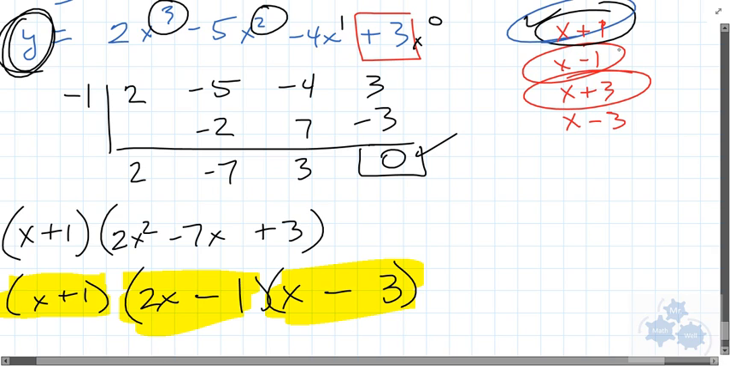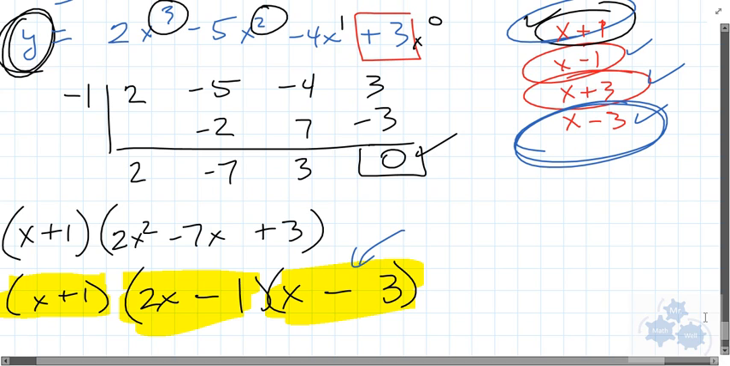You got this one as a factor. You could check this one. You could check this one. Check this one. But as you see, this one is a factor down here. That's what we ended up with. But you might spend a lot of time checking binomials that aren't factors. So yes, more than one on that list totally could be factors of a polynomial.